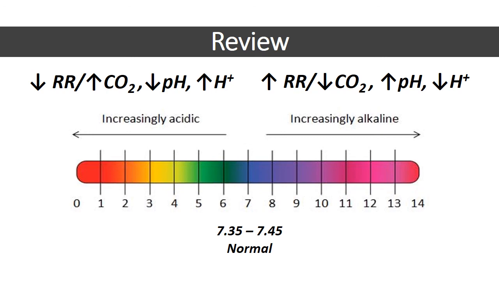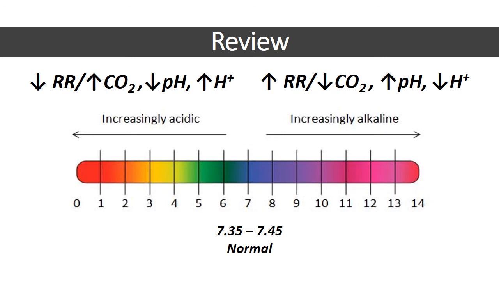On the acidic side of things, the respiratory rate goes down, which causes CO2 to go up. As CO2 increases, so does the concentration of hydrogen ions, which reduces your pH. So whatever causes your respiratory rate to go down is going to cause your pH to go down. CO2 goes up, hydrogen ion concentration goes up. The same holds true on the basic, more alkalotic side. Respiratory rate increases, which causes CO2 to decrease. As the respiratory rate goes up, so does the pH. As CO2 goes down, so does your hydrogen ion concentration.